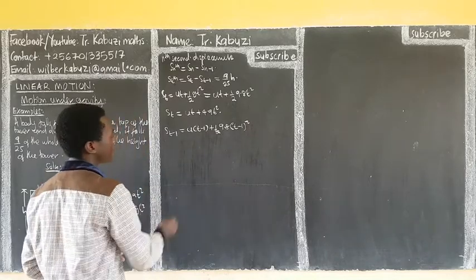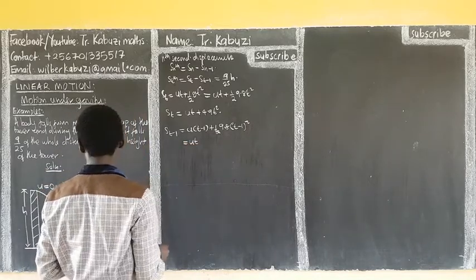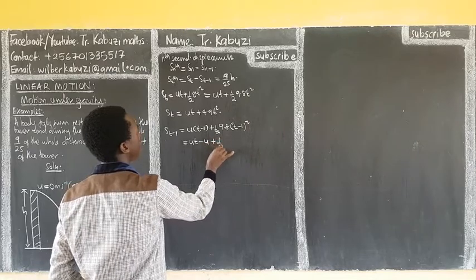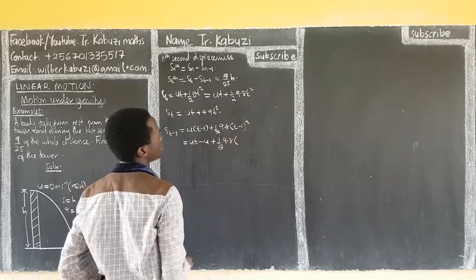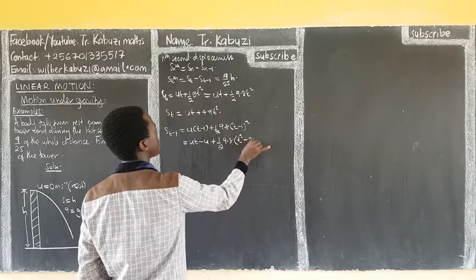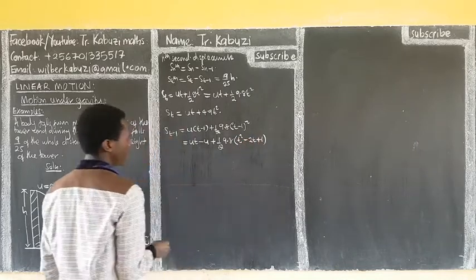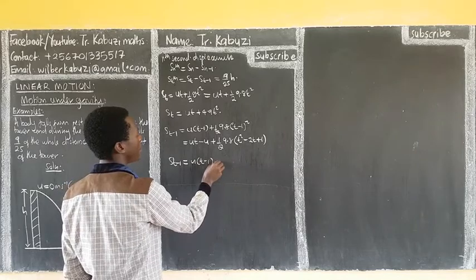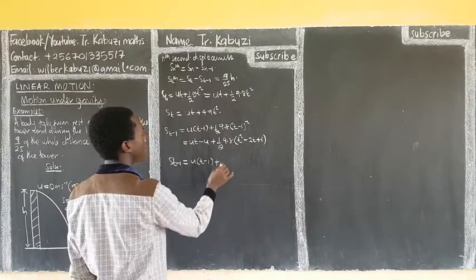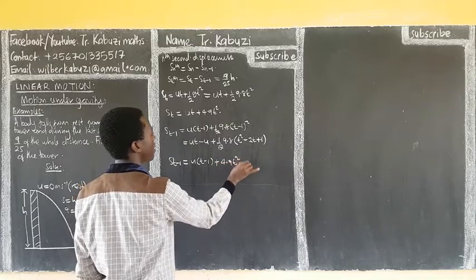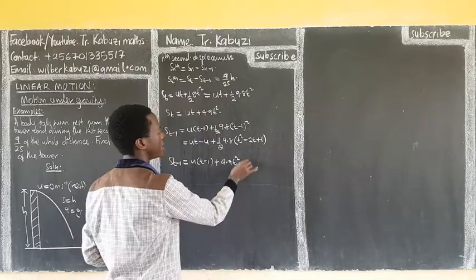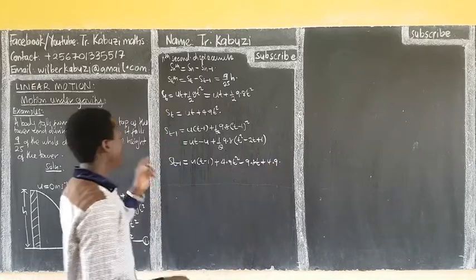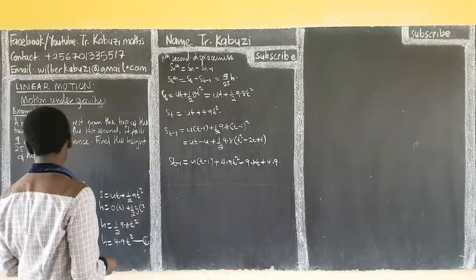So can you simplify this? This will give us u into T minus 1, but our u of course is 0, but we shall come to that u. Then plus a half 9.8 into, when you simplify this, T squared minus 2T, then plus 1. When we simplify this, our ST minus 1 here is going to be u into T minus 1, then plus 4.9 T squared, minus 4.9 times this we get 9.8T, then plus 4.9.